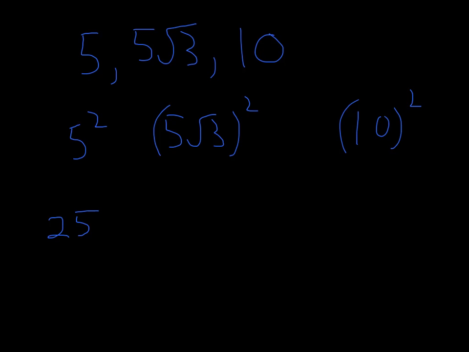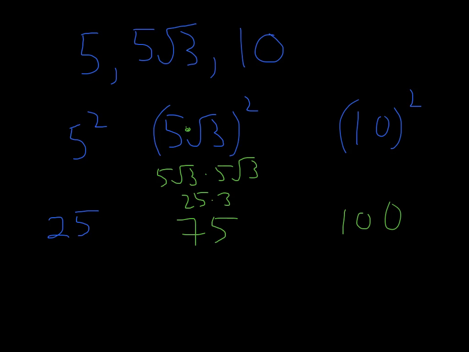if we get cross multiplication, you can think of distributing that square term to each, but I'm going to write it as 5 radical 3 times 5 radical 3. 5 times 5 is 25, radical 3 times radical 3 is 3, so 25 times 3 is 75. And 10 squared is 100. So, if you notice, when you square the numbers, 10 squared is 100, which is bigger than 5 radical 3 squared, 75. So if a number, when it's squared, is larger, that means the initial number must be larger. So 10 is actually the longest of the three sides.